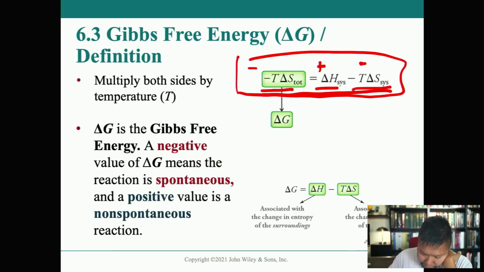So now that we have this equation, the reason why we had to make everything opposite signs is because negative T delta S total is actually equal to our new thermodynamic parameter, which is delta G. Right? Delta G. Okay?